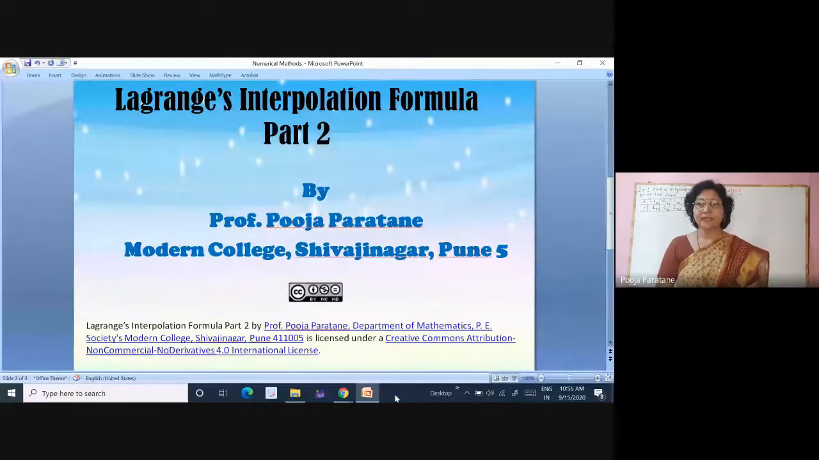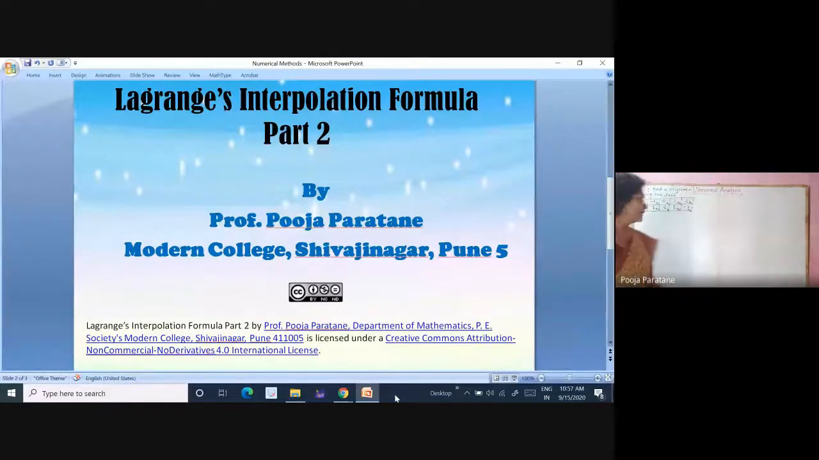Then secondly, we can find partial fractions. If you are given some function in which numerator and denominator are polynomials, and if the denominator can be factorized into linear factors, then we can write it in the form of partial fractions. So let us do this first example. See the example on the board.